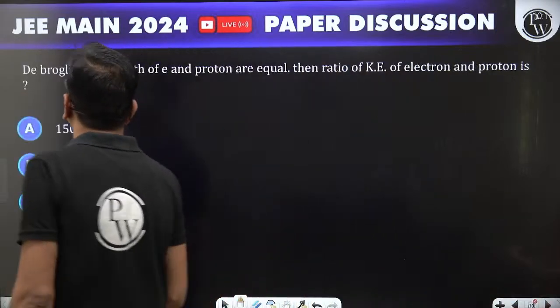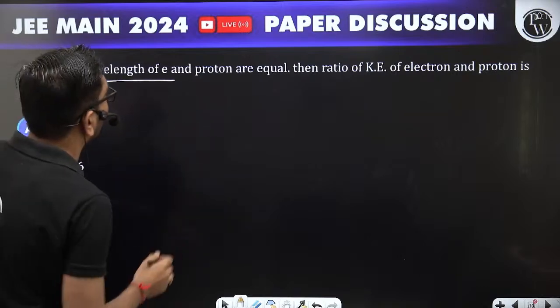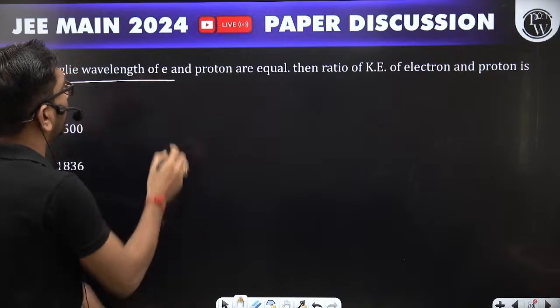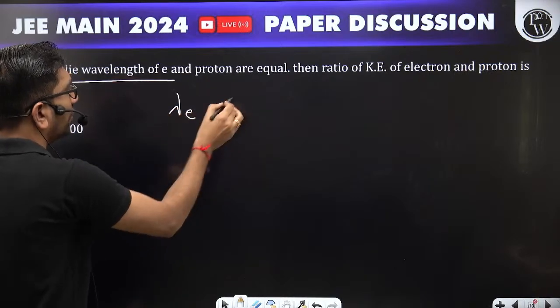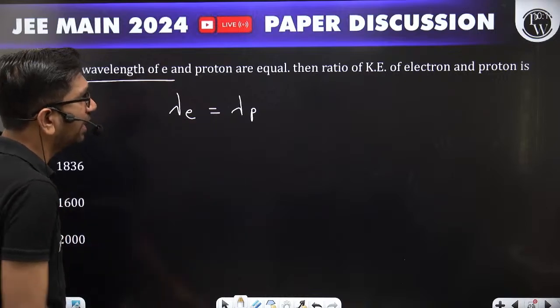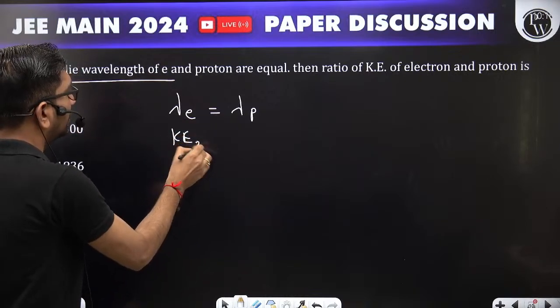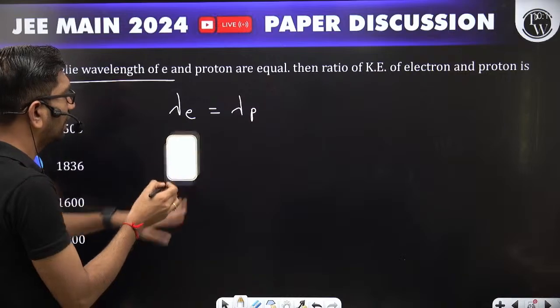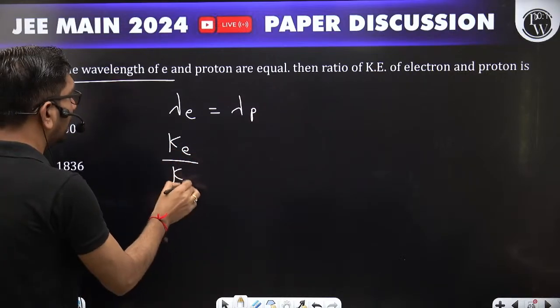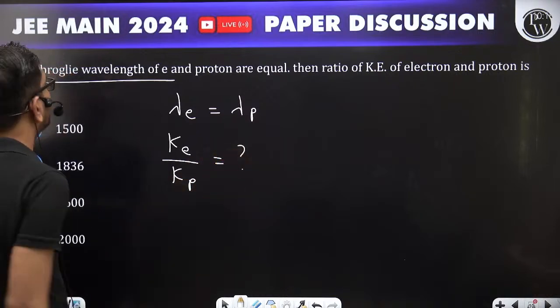Next, let us move toward the next question. De Broglie wavelength of electron and proton are equal. Then the ratio of kinetic energy of electron and kinetic energy of proton will be.